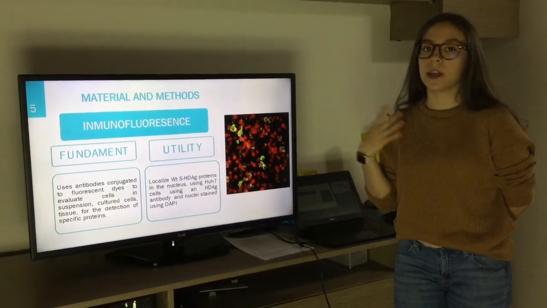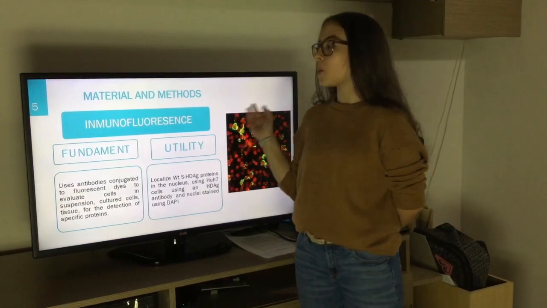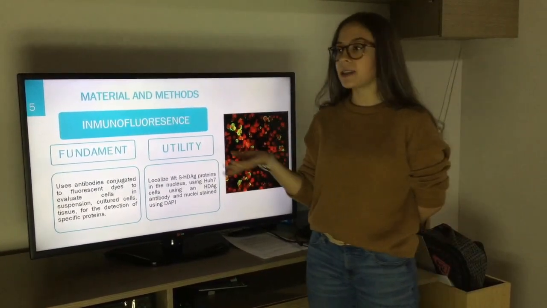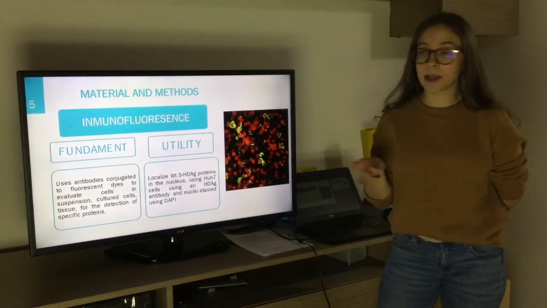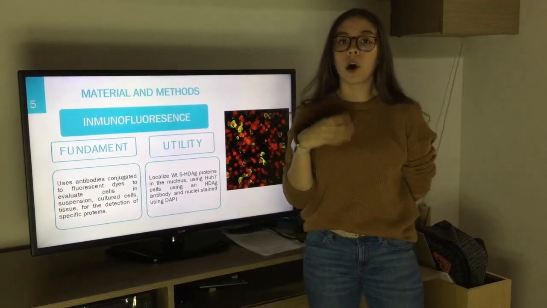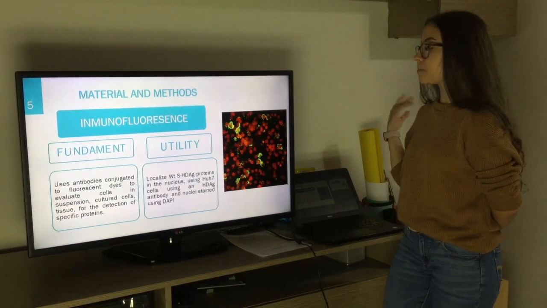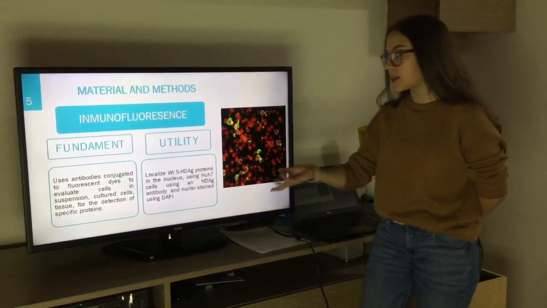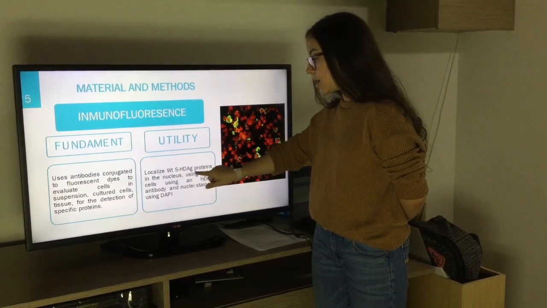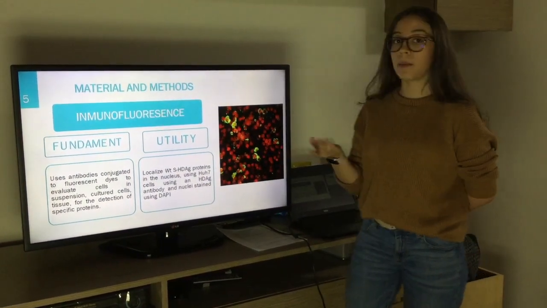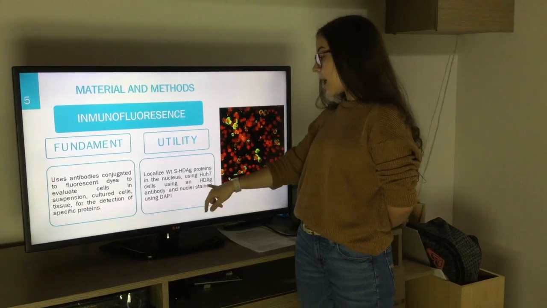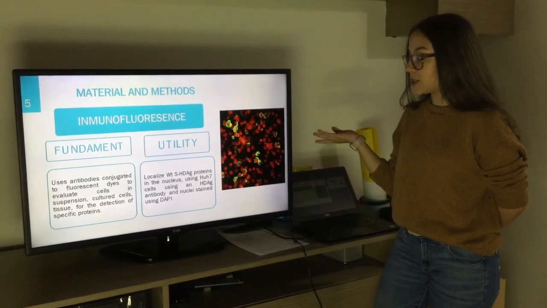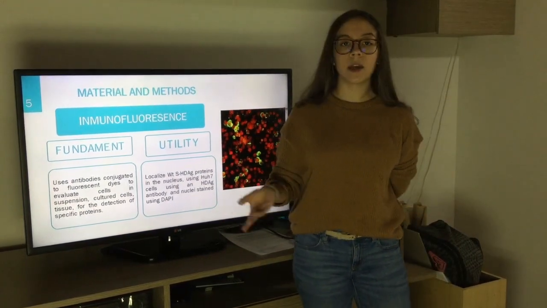So the first method they used was immunofluorescence, in which they use antibodies conjugated to fluorescent dyes to evaluate cells in suspension, cultured cells, or tissue for the detection of proteins. In this experiment, they localized the wild-type SHDAg proteins in the nucleus using podocyte cells, using an antibody for the protein, the hepatitis delta antigen, and the nuclei were stained using DAPI.